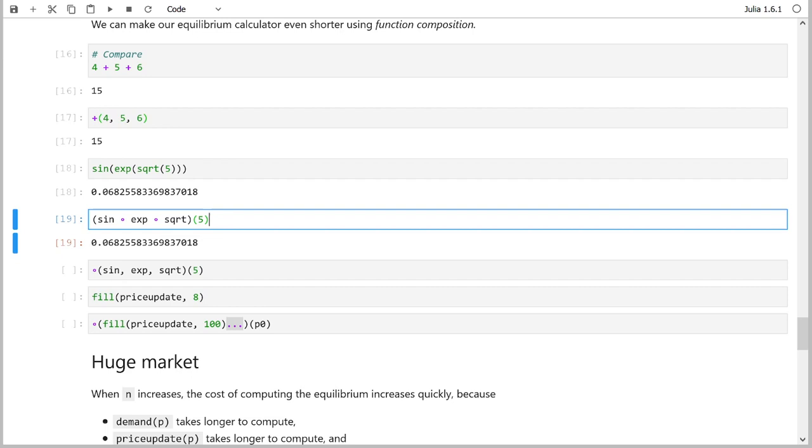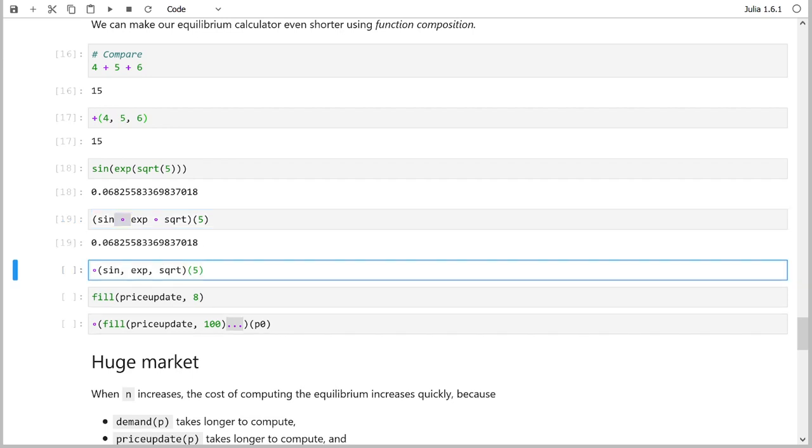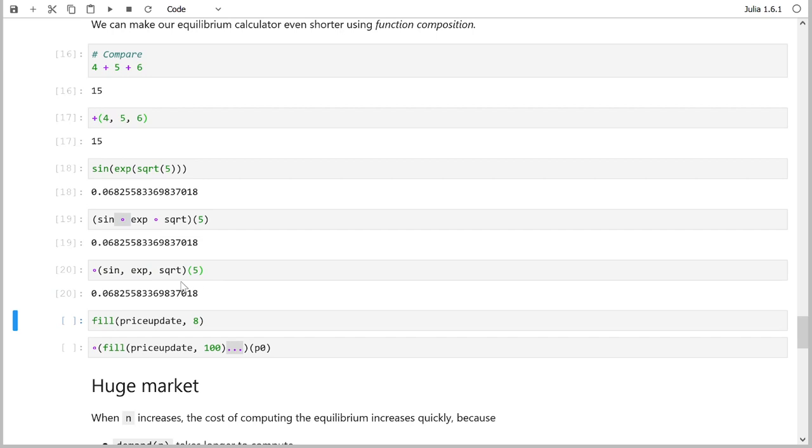Just like this plus infix operator is derived from the plus function in Julia, this function composition infix operator is actually derived from a function composition function. So this should also be equivalent to what I just did. And indeed, we got the same result.